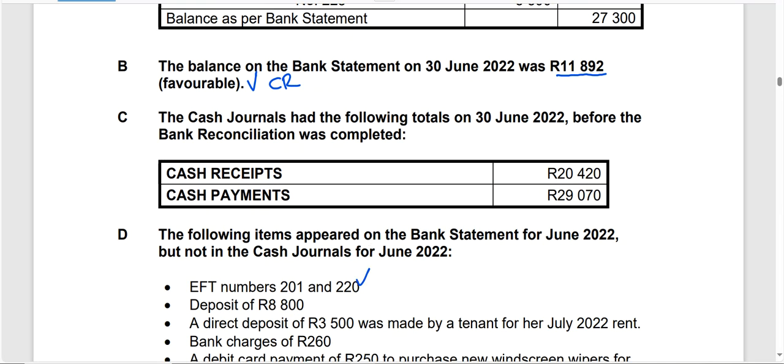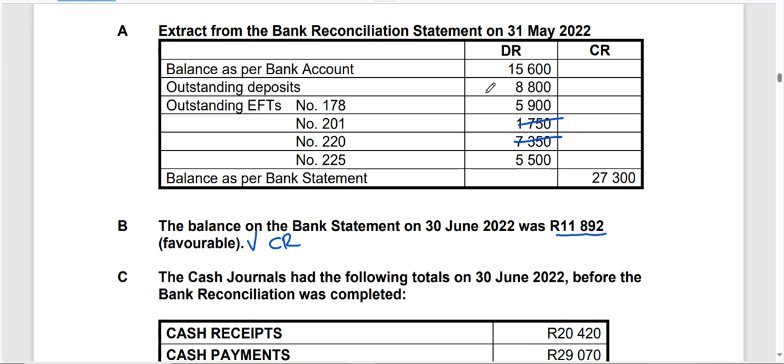And then the next one, we have a deposit of 8,800. Now remember, if you look at the last month's BRS, this deposit of 8,800 was in the CRJ, but it was not on the bank statement. So I'll also tick this one to say it has been considered. So it means it appears both in the CRJ and in the bank statement. So there's no need for us to record it again.